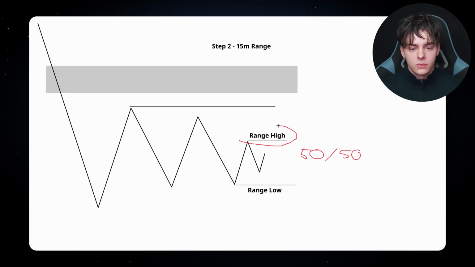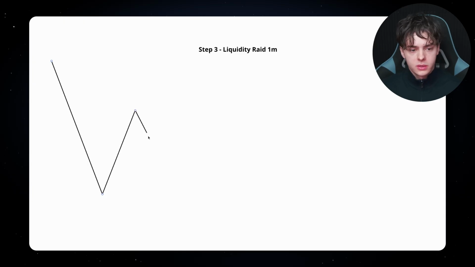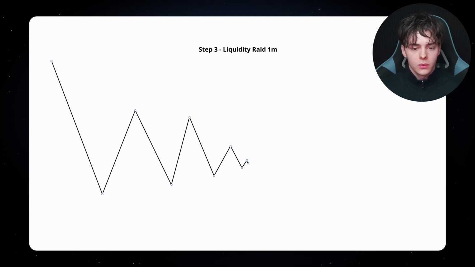So now that you have identified that, now you're going to be moving on to the next step, as this has been completed. And here we are already at our 3rd step. So after you're having your entire range identified, you also have your bias identified. Now you want to move on to the 1-minute time frame. And what do you want to see? You want to see a liquidity raid.